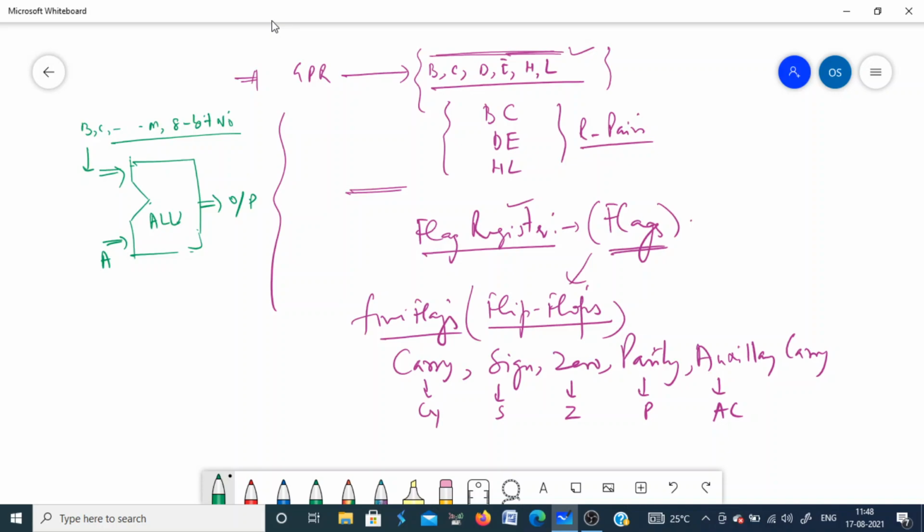When you perform the arithmetic and the logic operation, the result is stored, of course, in A. So it is A plus some data which can come from B, C, D, H, L, or from memory or an 8-bit number, and the result is stored again in A.